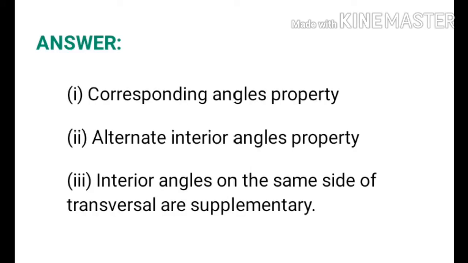Now let's see the answers. From the first one we can say the property is corresponding angles. As I told you, above and below the same degrees of angle are given, so it is corresponding angles. Second is the alternate interior angles property. As I told you through the definition as well as through the GIF, I hope it is clear by now. Interior angles on the same side of the transversal are supplementary, meaning their sum is 180 degrees, like I told you about co-interior angles, children. So keep that in mind.